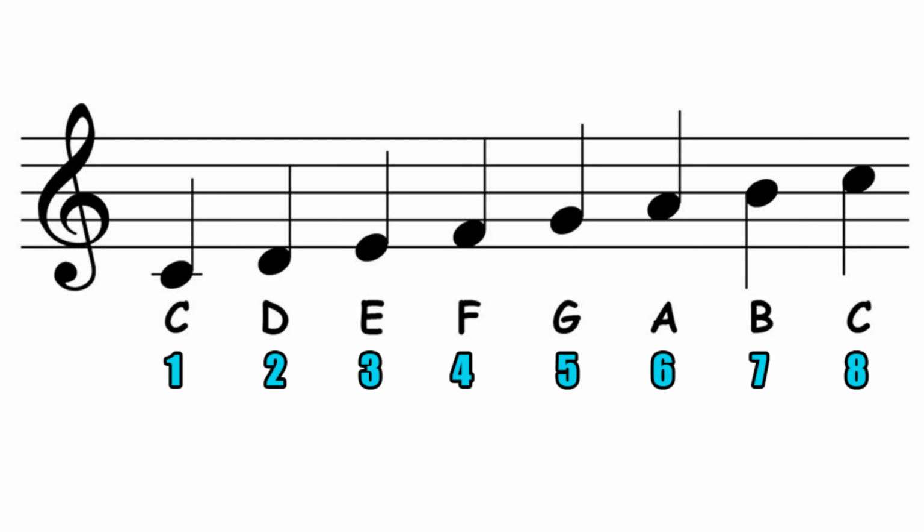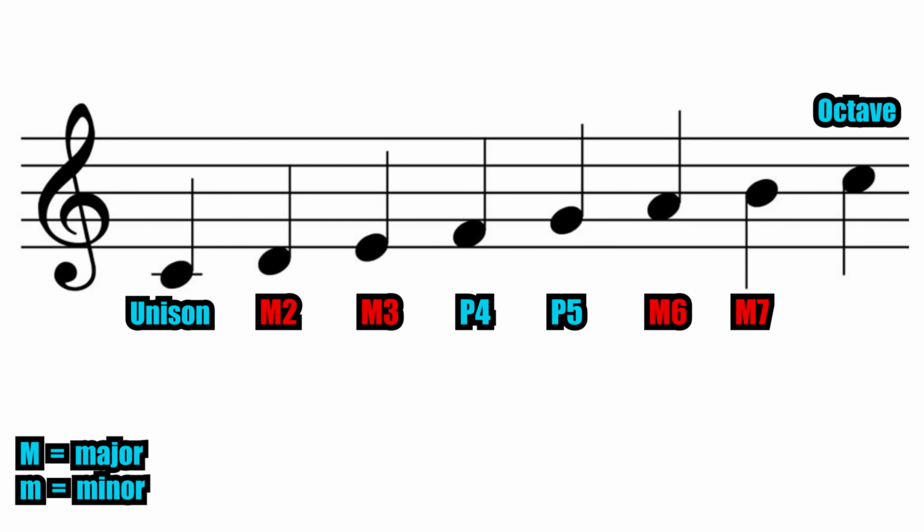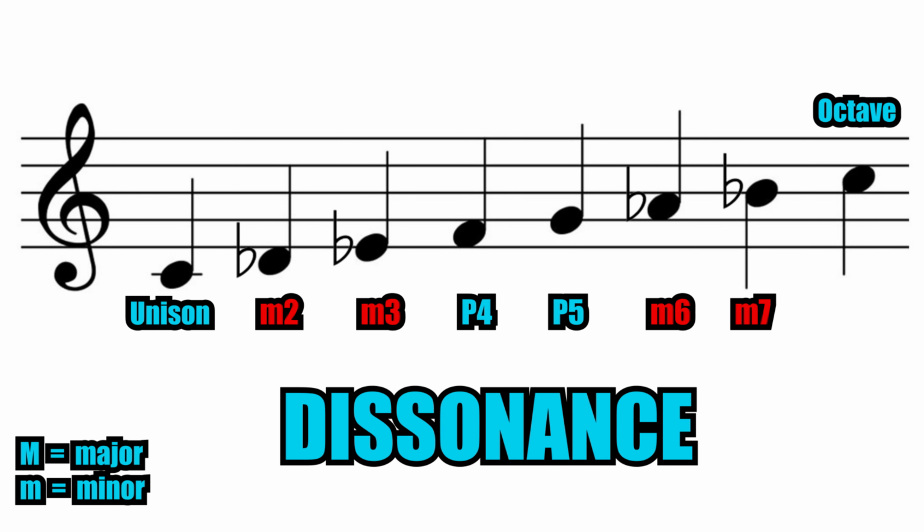Let's start by looking at our C major scale from our previous video. Major intervals occur for the 2nd, 3rd, 6th, and 7th degrees. And if you follow the rule that whatever is major can turn to minor and vice versa, then we can take these scale degrees and drop them a semitone to make them minor. Anytime you shorten the distance between two pitches, you create more dissonance, which is thought to be unpleasant.